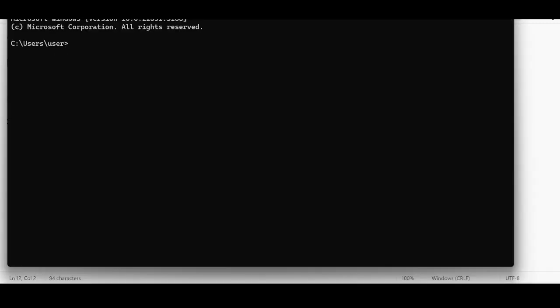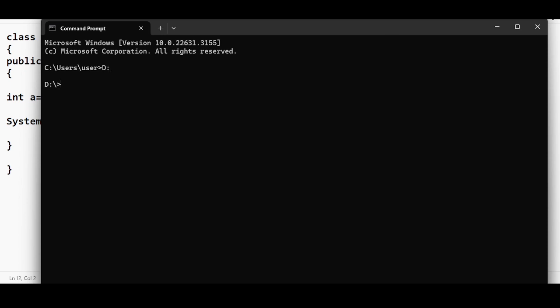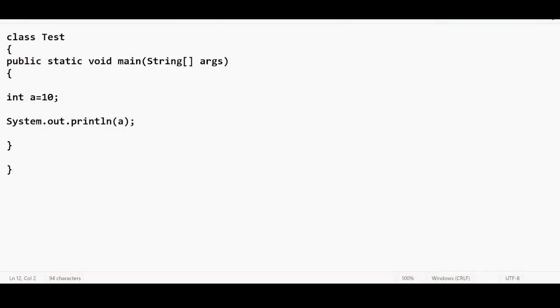Right, now the actual question comes. Let me change my directory, cd, then javac Test.java. Before even getting into the question, there is an operator in Java, the plus plus operator. What does it really mean? When I say a plus plus, this a plus plus is also like a equal to a plus 1.